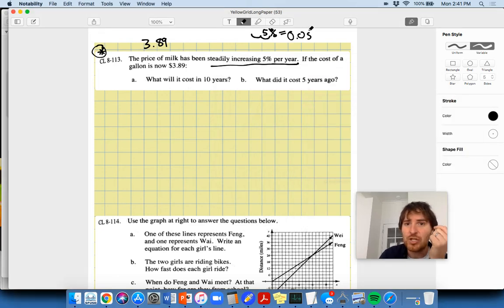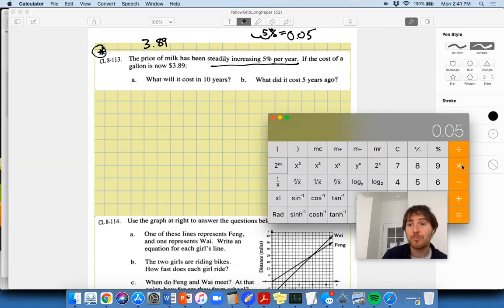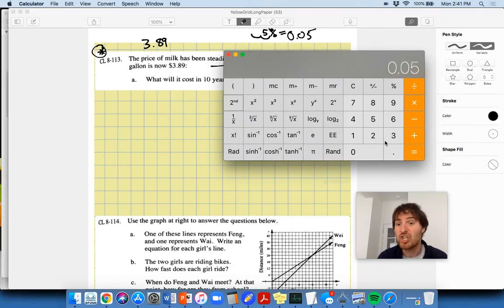So I can't, though, take 5%, convert it to 0.05. I can't just multiply it by $3.89 and say that's what's going to cost a year from now, 5% higher, right? Because what am I going to get? Well, 0.05, that's a tiny, tiny number. It's way less than 1. And if I multiply it by 3.89, I get like 19 cents, okay?